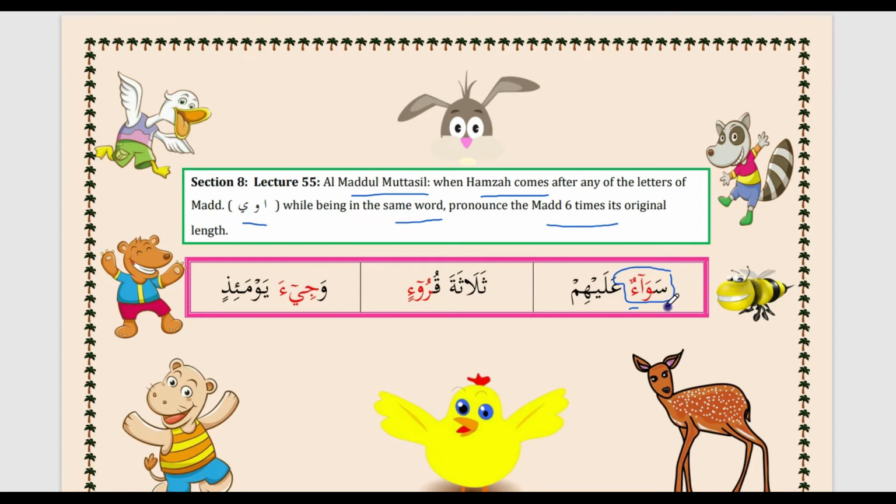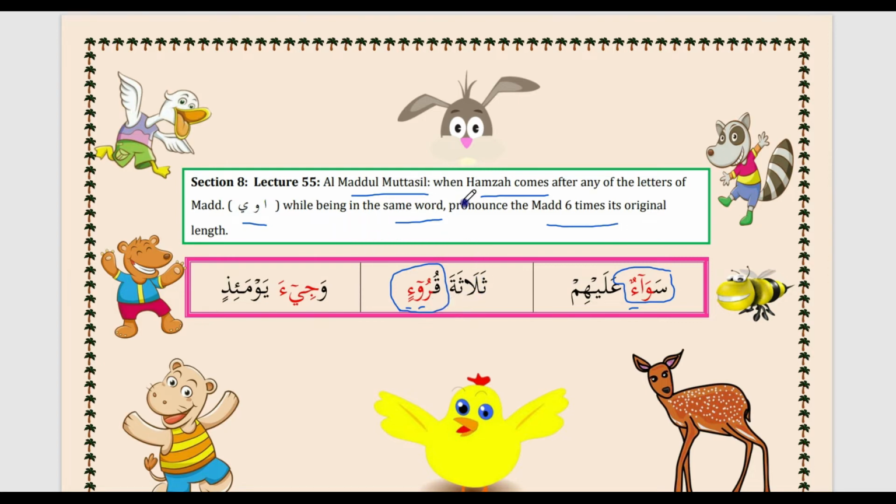So we say sawa'un alayhim. Alright? So here we have hamza coming after waw, and they are in the same word. Hamza after waw, we prolong the sound 6 times its original length. So we say thalathata quru.